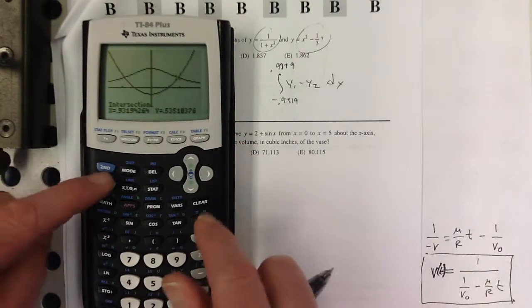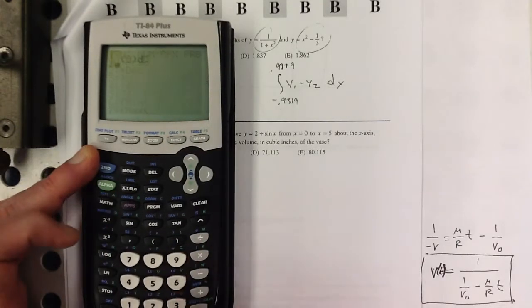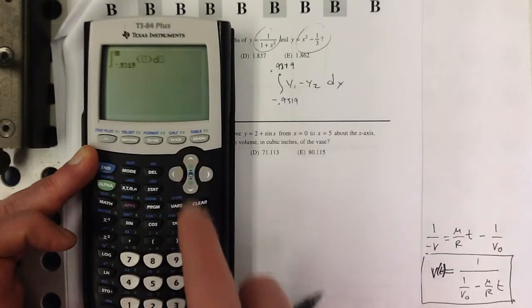Alright, so now let's go back to the home screen. I want to do math 9. I want to find this negative 0.9319. I'm going to evaluate this definite integral.